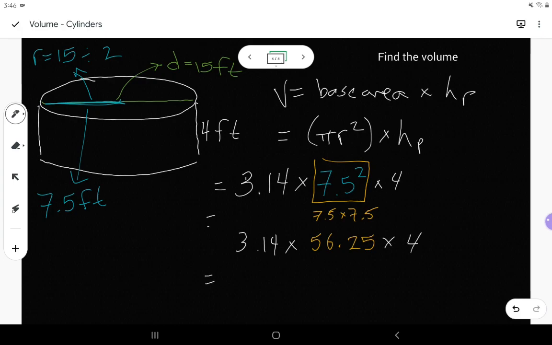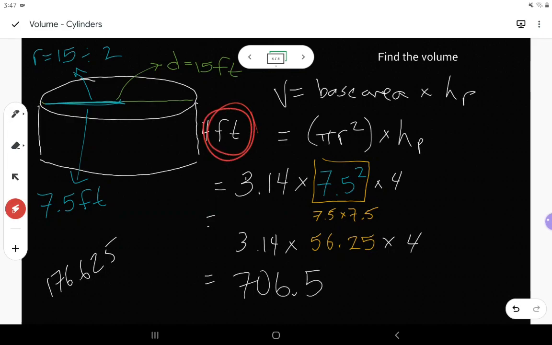3.14 times 56.25 is 176.625. I'll write that down, 176.625. And then I'm going to multiply that answer by my 4 here. And in total, that gives me 706.5. And I'll take a look at my units. My units are feet. So I will write it as feet cubed.